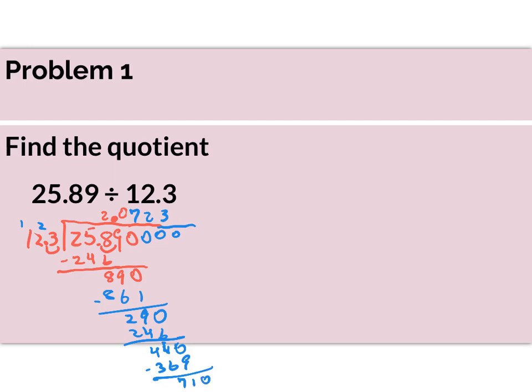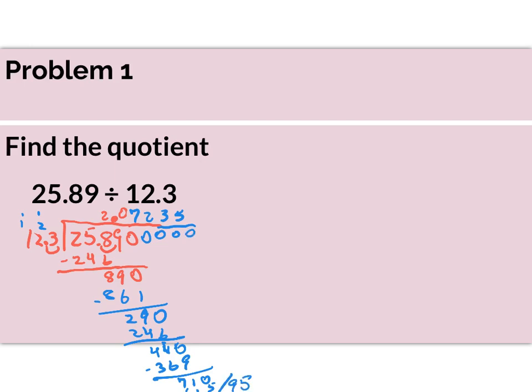Let's see. Do we have any numbers that are close? All right, 71. Let's go through our 12s. 12, 24, 36, 48, 60, 72. So we're going to use 5. 5 times 3 is 15. 5 times 2 is 10, plus 1 is 11. Carry that 1. 5 times 1 is 5, plus 1 is 6. 710 minus 615 is 95.